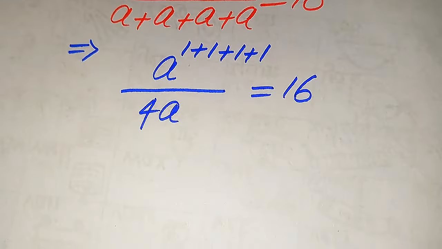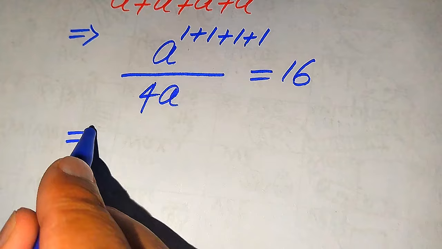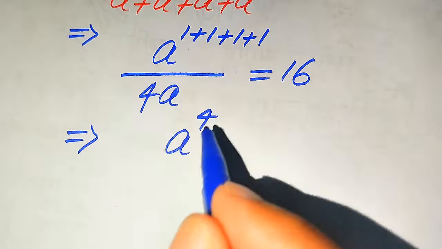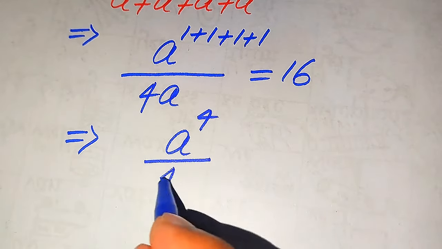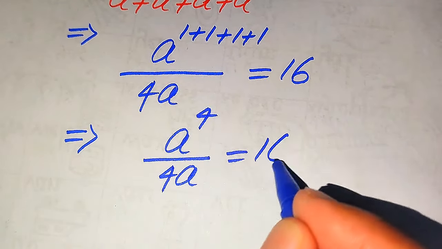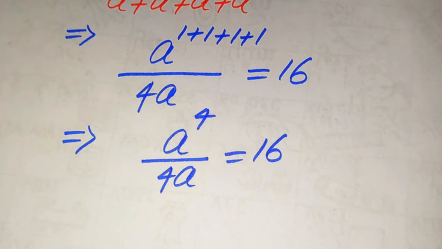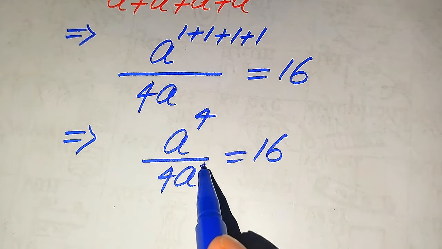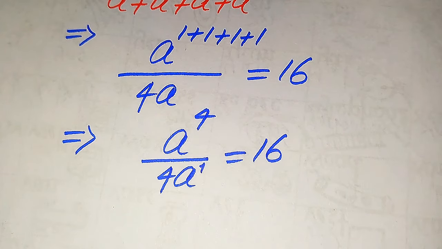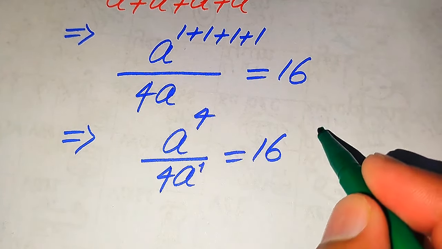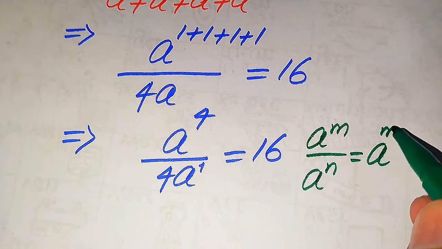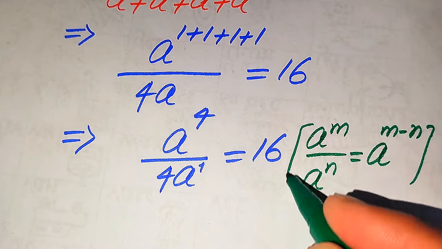And further in the next step we need more simplification, and it will be written as a to the power of, this 1 is added 4 times, becomes a to the power of 4 divided by 4 times a is equal to 16. And further in the next step, we just use the exponential law and we move the exponent from numerator to the denominator side, and here we apply this law: if we have a to the power of m divided by a to the power of n is equal to a to the power of m minus n.